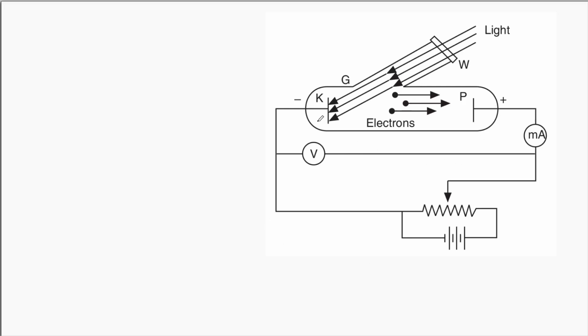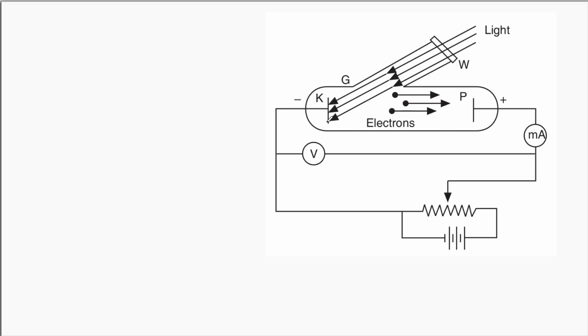In this, we have either a quartz tube or a glass tube in which we have two electrodes, one cathode and one anode. There is a small window attached to the tube so that light can enter into the discharge tube. The entire tube is evacuated so that the electrons can freely move towards the anode. A potential difference is applied across the discharge tube, and we have an ammeter and a voltmeter. The cathode is made using a photosensitive material, could be an alkali metal.